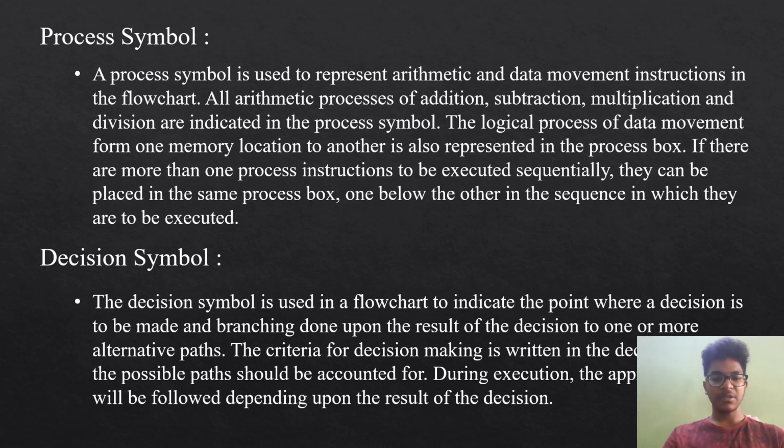The decision symbol is used in the flowchart to indicate the point where a decision is to be made and branching is done upon the result of the decision to one or more alternative paths. The criteria for decision making is to be written, and all possible paths should be accounted for. During the execution, one of the paths will be followed depending upon the result of the decision.